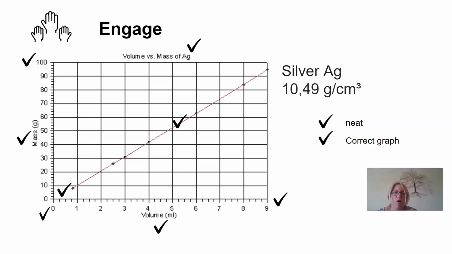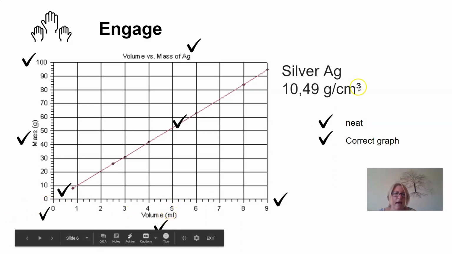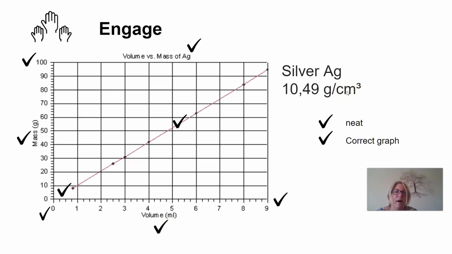So I have picked this graph because there is a theme that continues into this lesson. And that theme is looking at mass and volume and the relationship between mass and volume and how this links up with density. So silver, which we find on the periodic table, is represented by the symbol Ag, capital A, lowercase g. The density for that is 10.49 grams per centimeter cubed. I know that the graph here shows mL and here shows centimeters cubed. Just as a reminder, 1 centimeter cubed is the same as 1 milliliter.